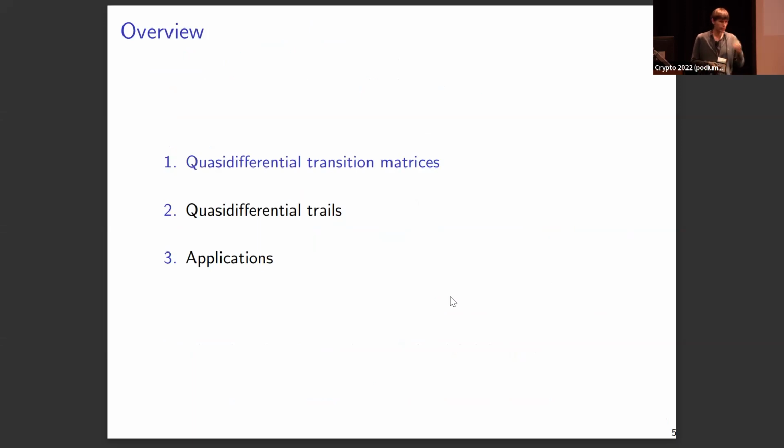In order to address this problem and explain figures like the one I just showed, what we introduce in this paper is a new technique that we call quasi-differential trails. It should really be called differential trails, but unfortunately the term is already taken. To get there, I'm first going to introduce an extension of the difference distribution table, and then from there get those trails.